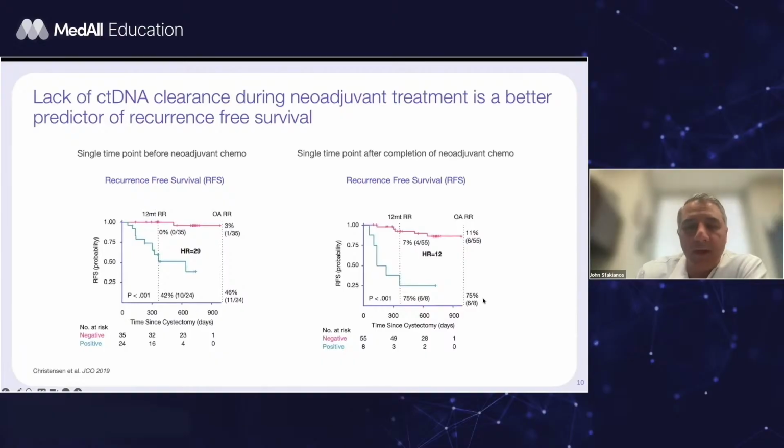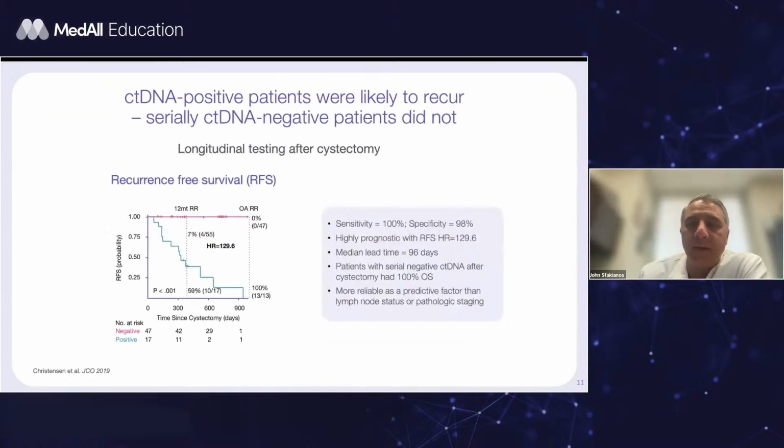Very nice separation in the curves, showing that undetectable patients do well and detectable patients, unfortunately, do somewhat poorly. And more importantly is the longitudinal testing. Rarely do we ever see a Kaplan-Meier curve like this. And what I mean by that is you have a 0 to 100, meaning that if you stayed and remained undetectable, you had a 0% risk of recurrence. If you remained positive, you had a 100% risk of recurrence.